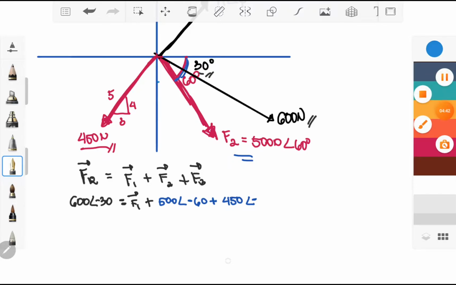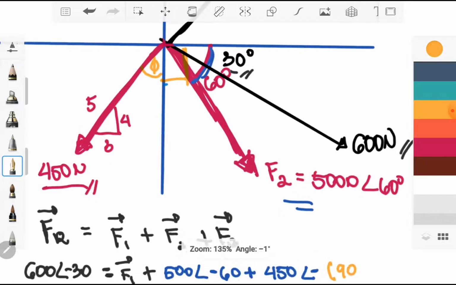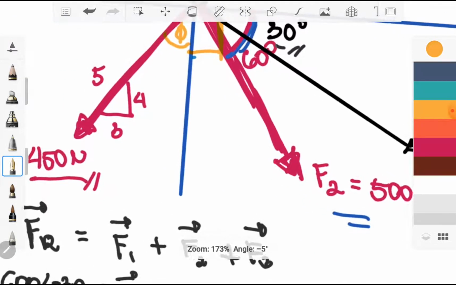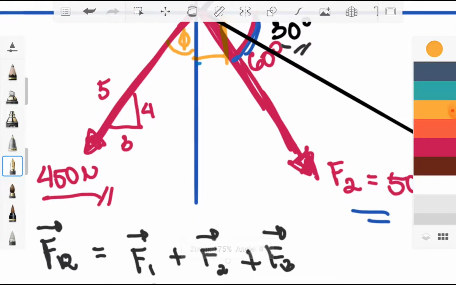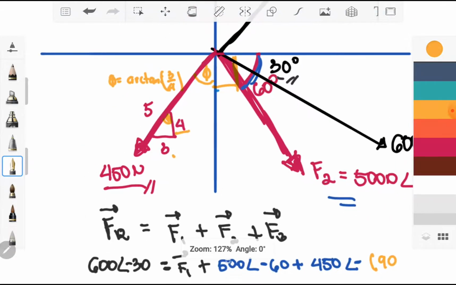So this angle is equal to 90 degrees, right? So 90 plus the angle, let's say phi. But what is your angle phi? Take note that your angle phi is solvable by SOHCAHTOA. So this phi is equal with this phi. Phi is just equal to arctan, opposite is 3 and the adjacent is 4. So arctan 3/4.